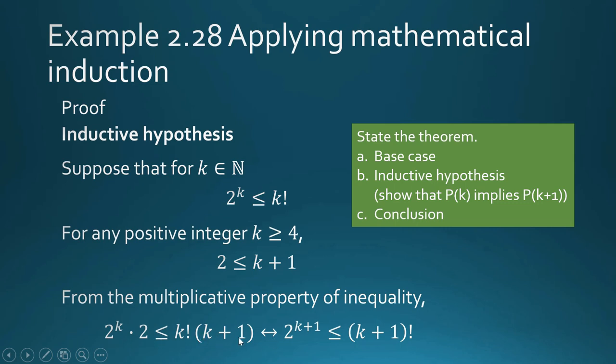But this statement is equivalent to this. Applying laws of exponents, this is 2 raised to k plus 1. And k factorial times k plus 1 is in fact equal to the quantity k plus 1 factorial. So take a look at this. When we assume that the proposition is true for k, it also implies that the proposition is true for the next integer, which is k plus 1. And that is what we are aiming to do.